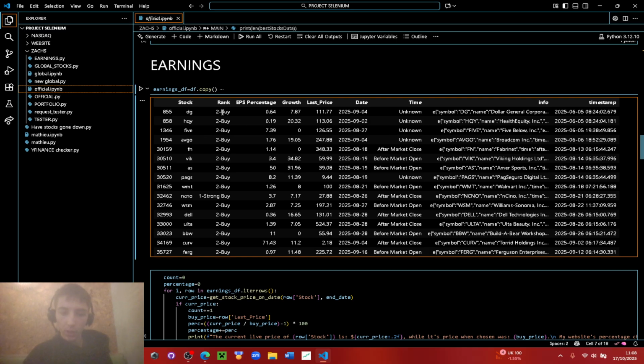So the logic for this one is rank 2 or 1, so buy or strong buy, Zacks rank, and then EPS percentage has to be bigger than 0, and then the time is just that it has to have earnings. You're just not buying stocks with these two if they don't have earnings. So you buy them before earnings, sell them after. That is the strategy here.